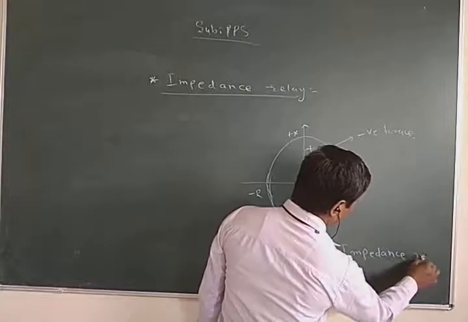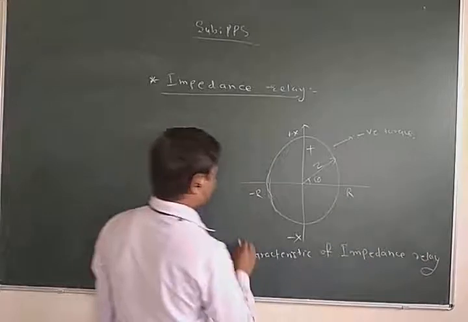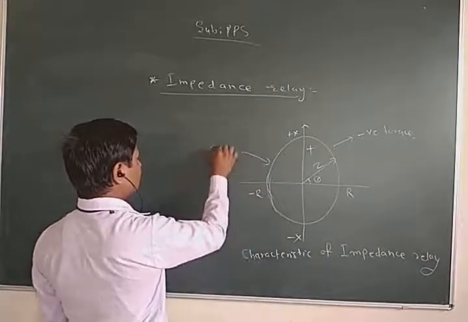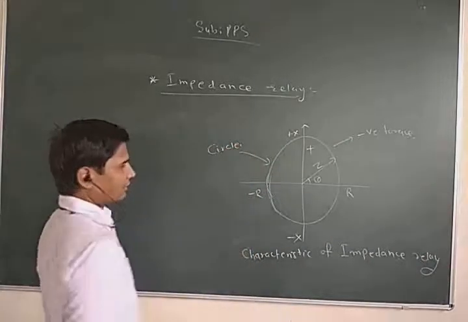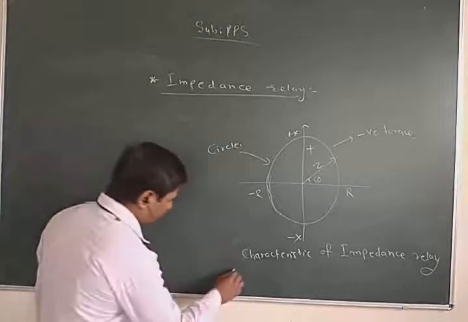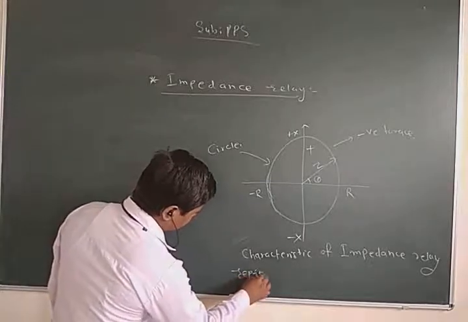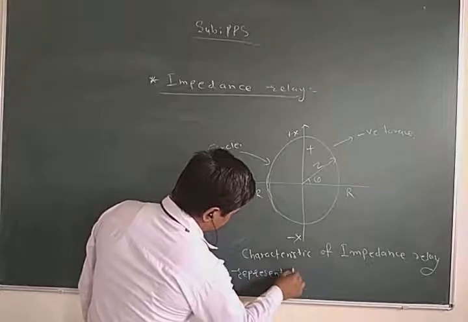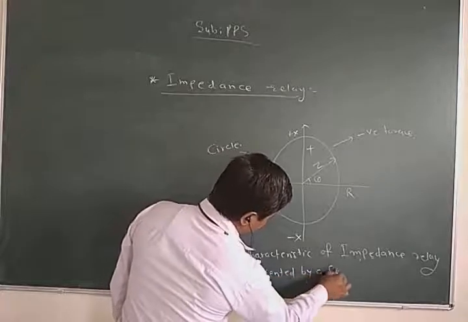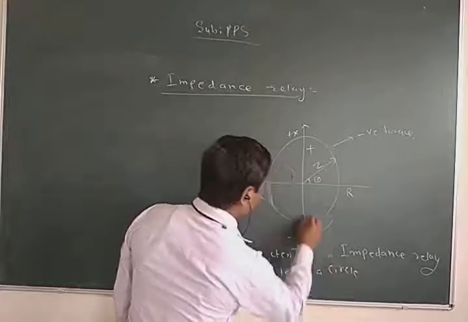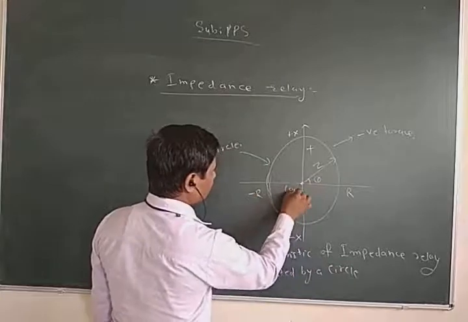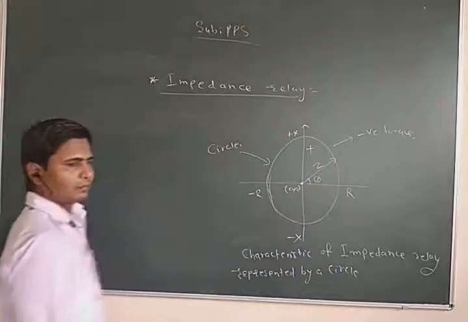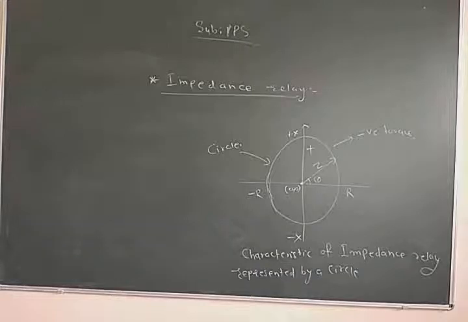Characteristic of the impedance relay. It is represented by a circle, and its center is the origin. So this is the characteristic of the impedance relay.